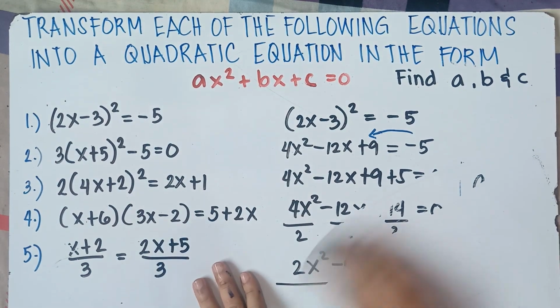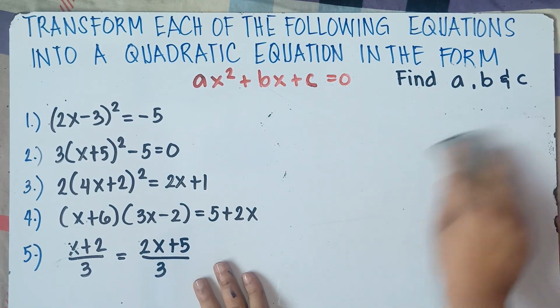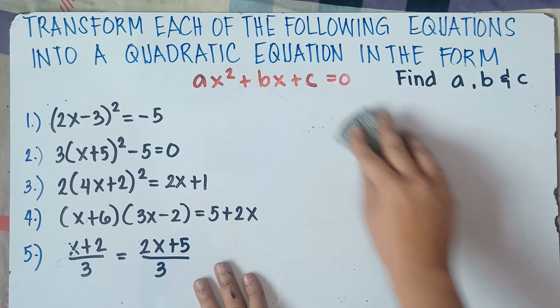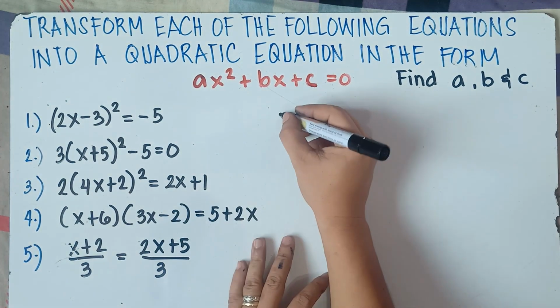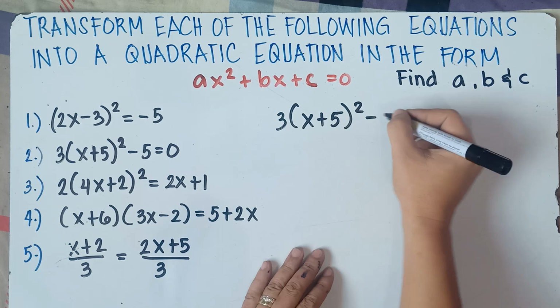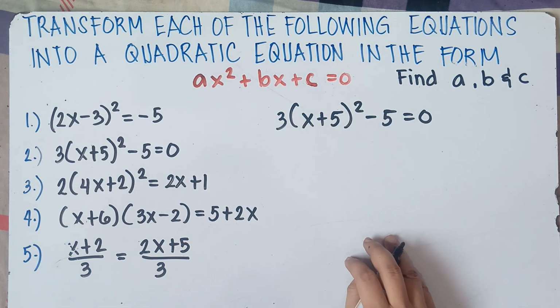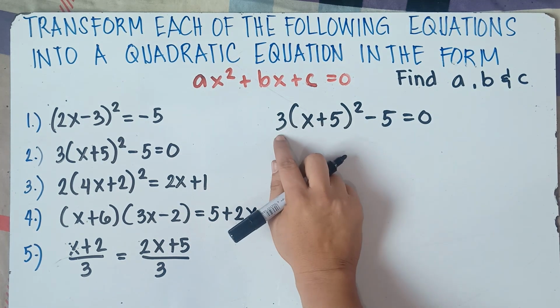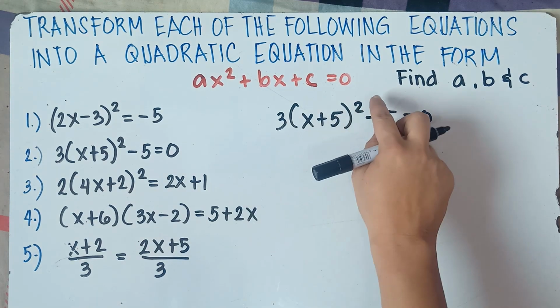Let's have example number 2. Once again, class, always reduce, class. If you can reduce the equation, you need to reduce. Alright, so number 2: 3 times the quantity x plus 5 squared, minus 5 equals 0. So once again, class, in this scenario, do not multiply 3 times this equation. It must be this equation, then raised to the power of 2.